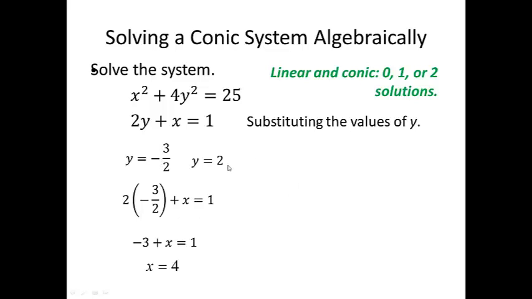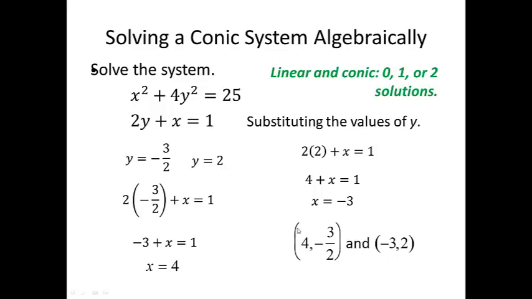Okay. Now I plug in the 2 for the y, and I get 2 times 2 plus x is equal to 1. Subtract the 4 from both sides. -3 goes with this y. So I need to write that as 2 ordered pairs: (4, -3/2) and (-3, 2). All right.